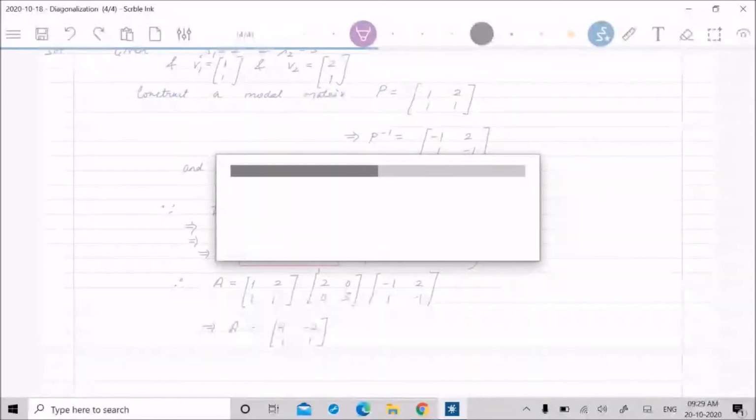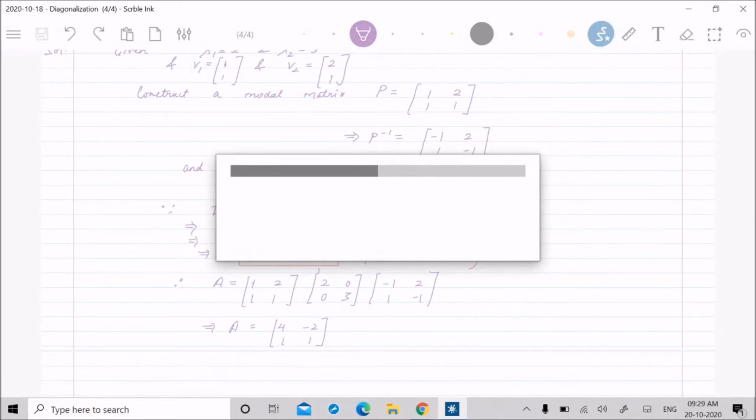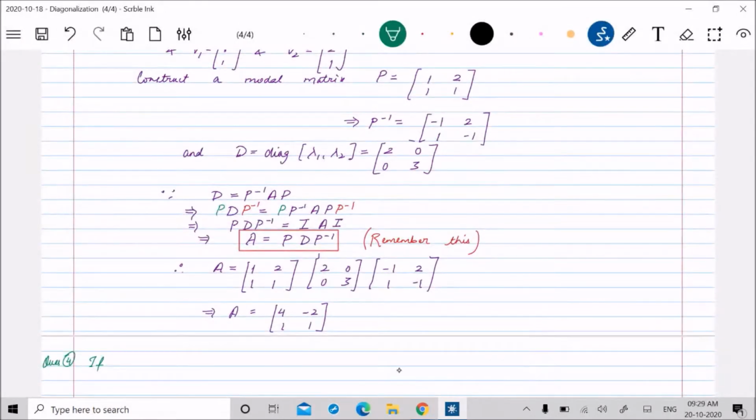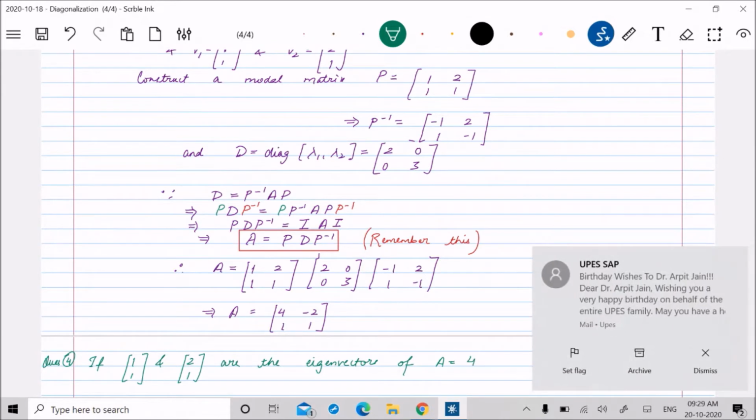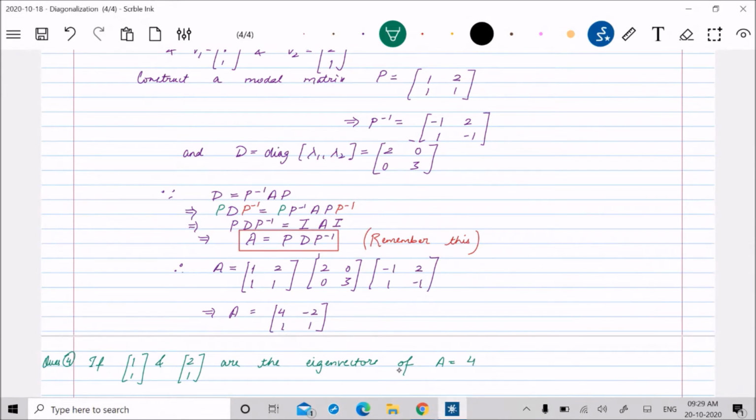Now coming to the next question. If 1, 1 and 2, 1 are the eigenvectors of matrix A, given this time as 4 minus 2, 1, 1.